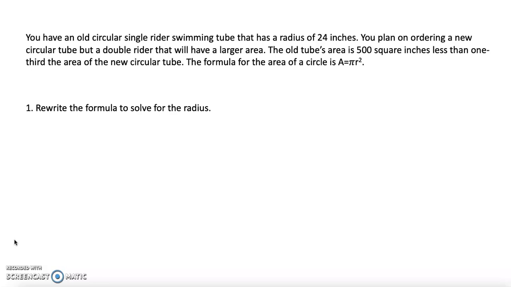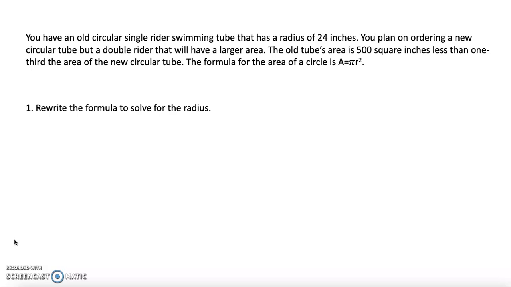You have an old circular single rider swimming tube that has a radius of 24 inches. You plan on ordering a new circular tube, but a double rider that will have a larger area. The old tube's area is 500 square inches less than 1/3 the area of the new circular tube. The formula for the area of a circle is pi r squared.